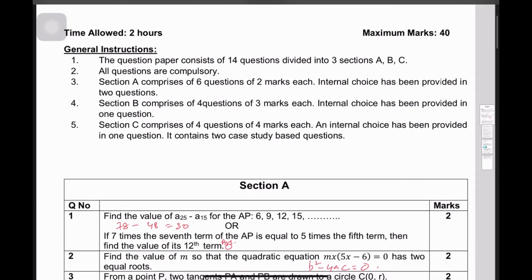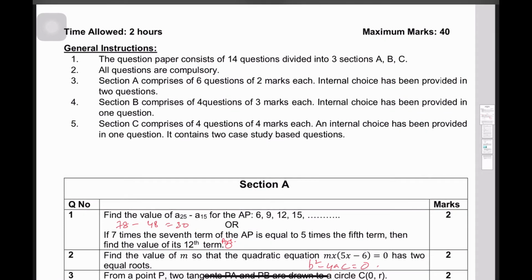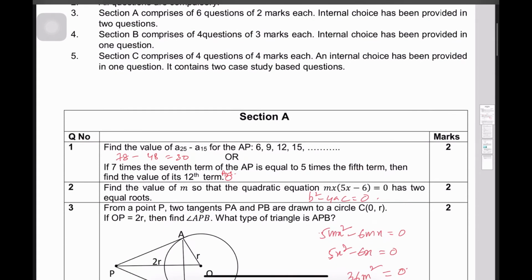Then Section B comprises 4 questions of 3 marks each. Internal choice has been provided in 1 question, so only 1 question has an internal choice. Then Section C comprises 4 questions of 4 marks each, and internal choice has been provided in 1 question. It contains 2 case study based problems.